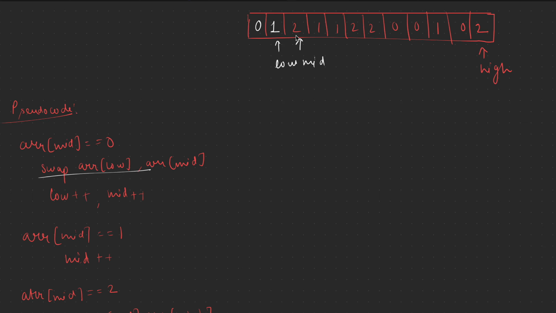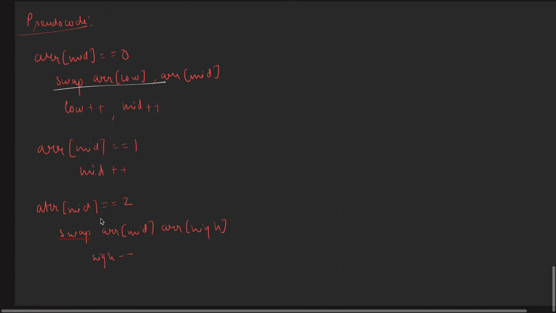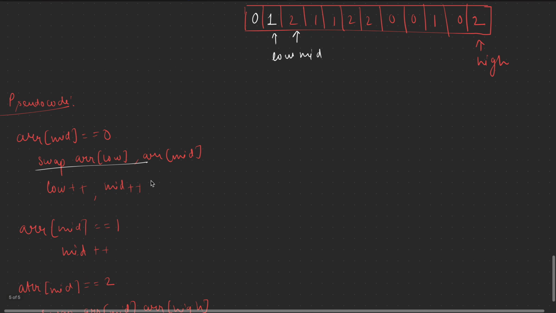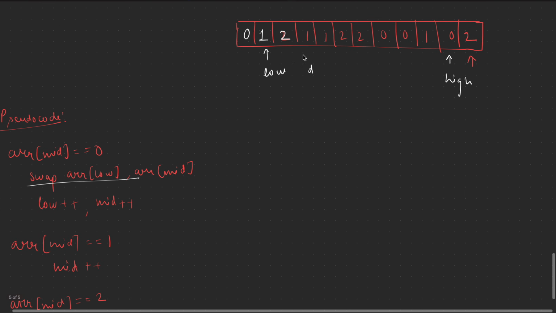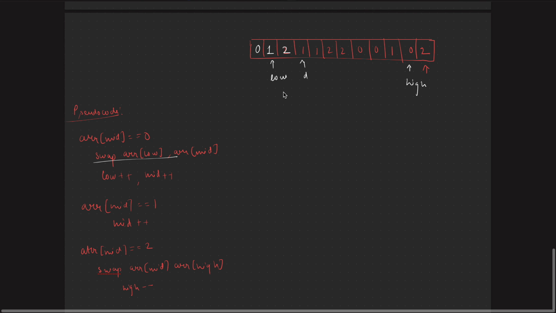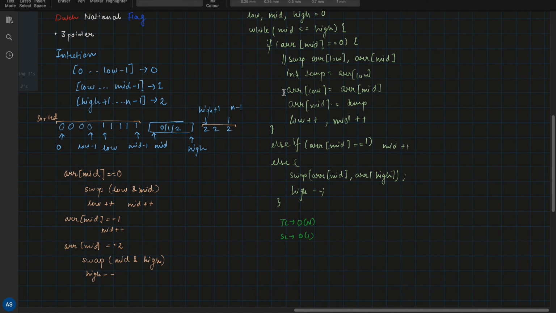Now, what is the mid pointer pointing at? It is 2. So what do we do in that case? We swap array of mid and array of high. So this 2 and this 2 will get swapped. It will be the same, but the high pointer will decrease and this will be the high pointer, and we increase a mid element, but this will be wrong. There is an error somewhere. What did we do?